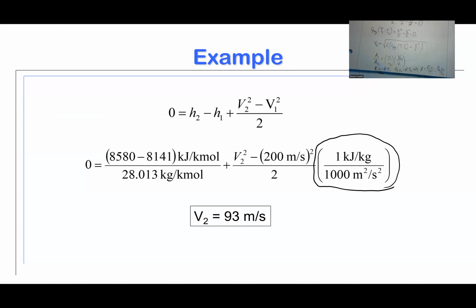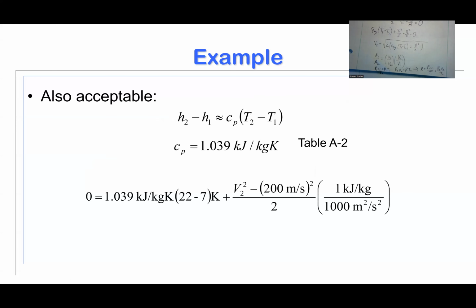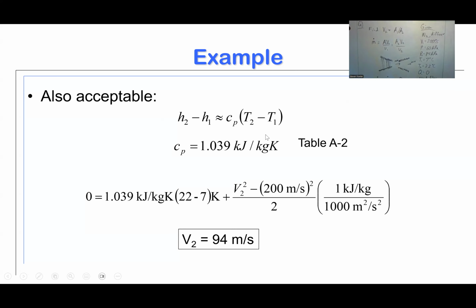Now, if you didn't use table properties, you can also get very close to that using what I talked about here, using C sub P at the average temperature. So at your given temperatures, you've got 7 and 22, which you're going to want probably in metric units as like 295 and 280, right? So your average temperature is going to be like 287.5 Kelvin. So C sub P approximately at that temperature would be about 1.039 kilojoules per kilogram Kelvin. And then you run it through the same calculations.